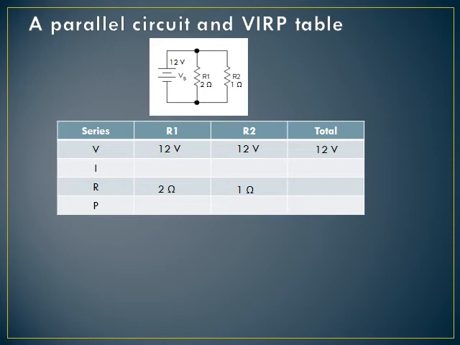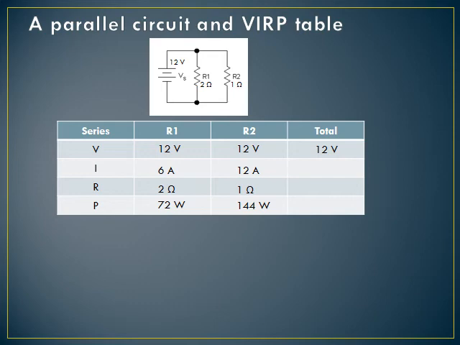So now we have 2 values in the R1 and the R2 column, which means we can use our 2 equations, I equals V over R and P equals IV, to calculate the missing values in those columns. So I is 12 over 2, which is 6. For R2, we're going to have 12 over 1, which is 12. So we have 6 amps going through the first resistor and 12 amps going through the second. And we can calculate our power values as well. So the very last thing we're going to do in this case now is get into our total.